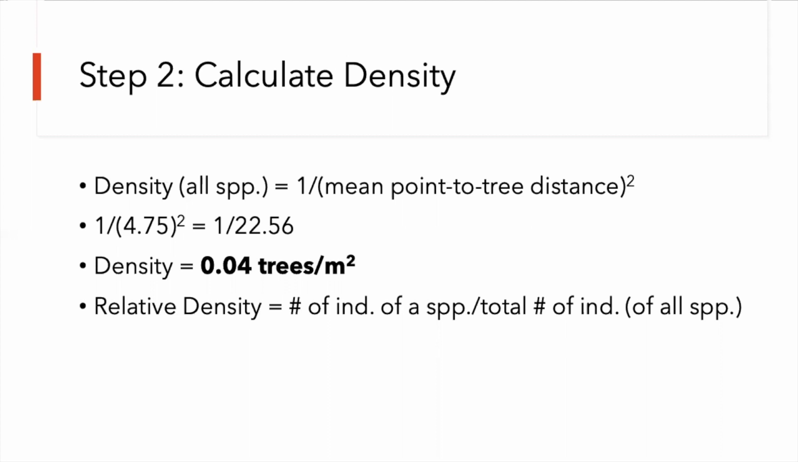There are also different formulas to calculate other things related to density depending on what you're looking at. One example is calculating the relative density, where you could look at the number of individual species compared to the total number of individuals of all species.